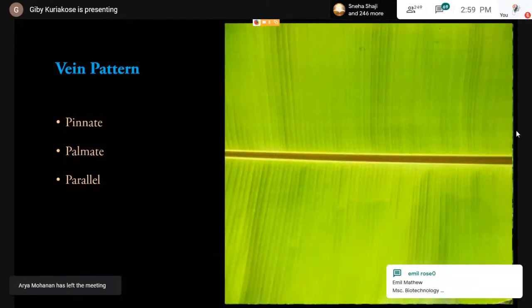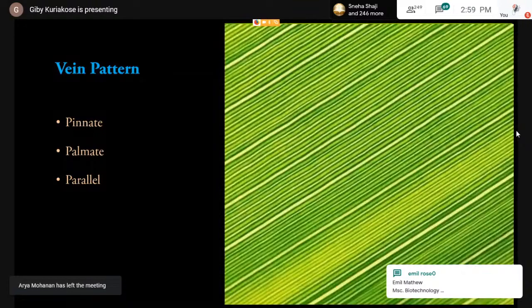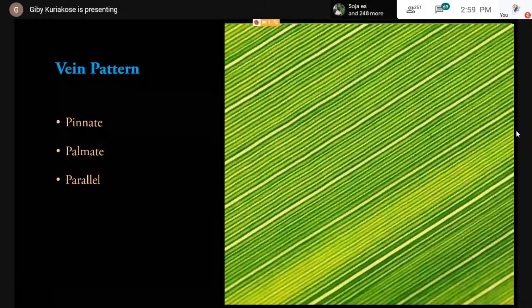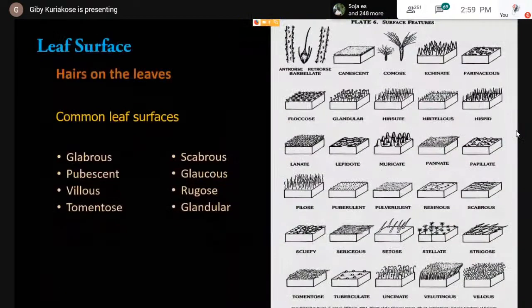A parallel venation in banana leaf. And this is a wonderful picture that I've got from the internet. Parallel venation in a monocot leaf. Okay, then leaf surface. And we've seen this picture earlier.